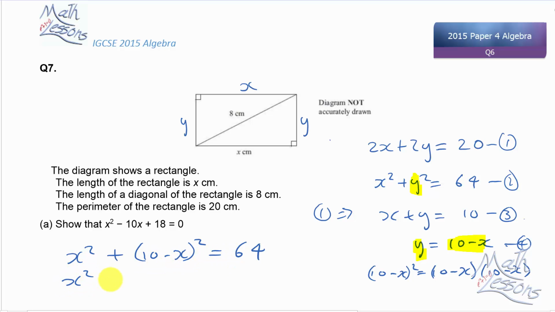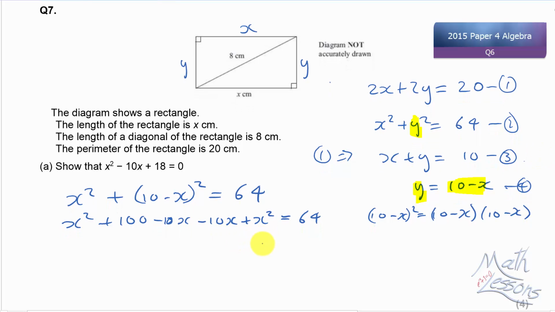In actual fact, you've got x squared plus 10 times 10 is 100. 10 times minus x is minus 10x. And then you've got minus x times 10 is another minus 10x. And then you've got minus x times minus x, which gives you plus x squared. Minus times a minus is a plus, remember. And that gives you 64.